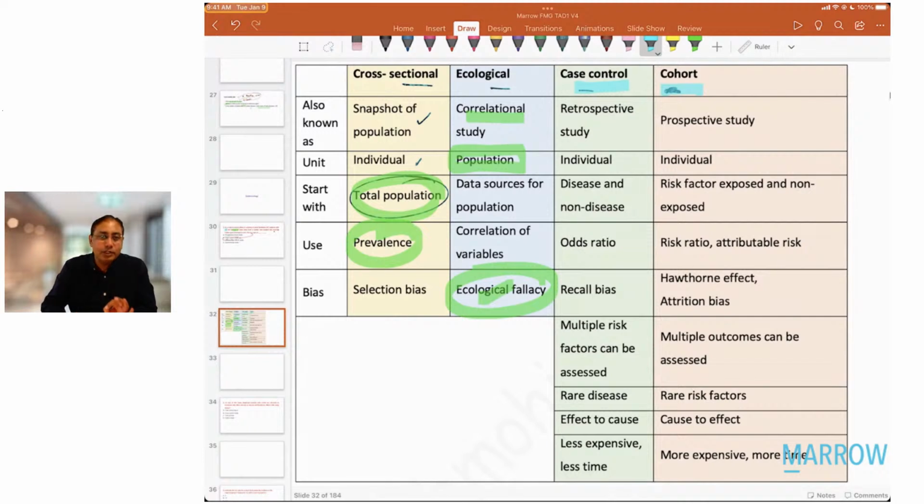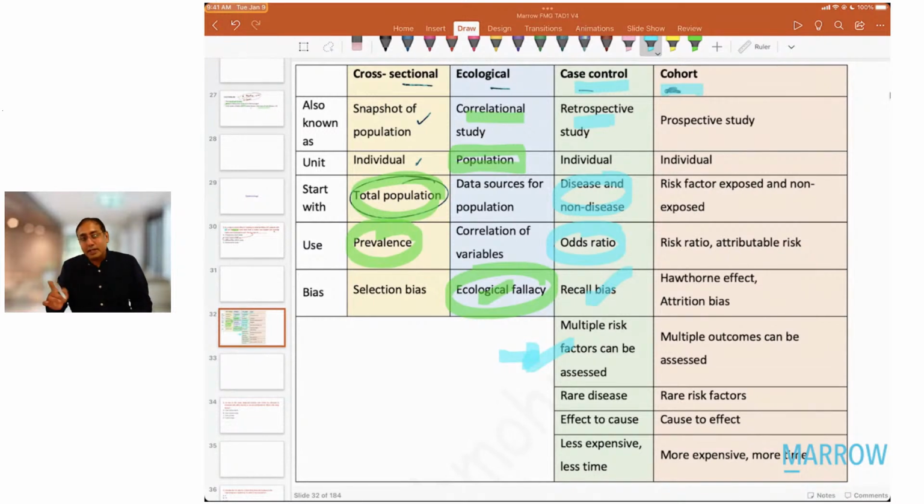Case control study, you start with what? You start with disease and non-disease, and because you start from the disease, these studies are also called retrospective studies. In a case control study, you calculate the odds ratio. You have a special bias that is called the recall bias, and please note this has been asked multiple times. In a case control study, because you start with people with disease and without disease, in them you can assess risk factors. So therefore, multiple risk factors can be assessed.